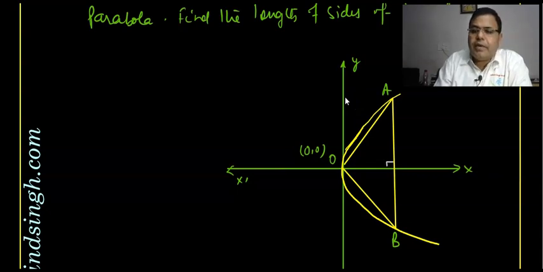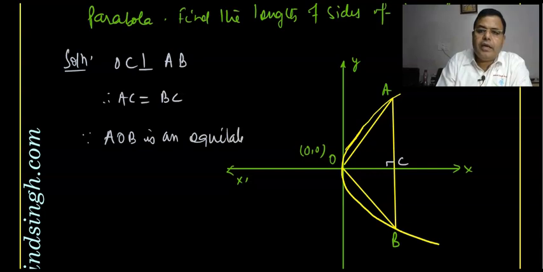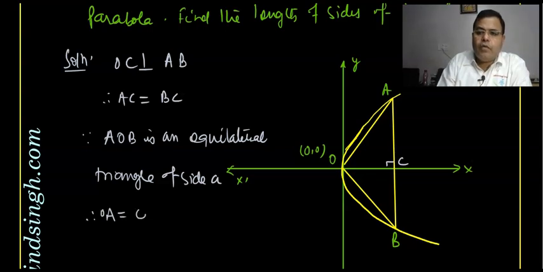This line must be perpendicular to AB. Say this point is C. So clearly, OC is perpendicular to AB, and in an equilateral triangle, if it is perpendicular, then it will bisect the base, and therefore AC is equal to BC. Since OAB is an equilateral triangle of side a, therefore OA is equal to OB is equal to AB is equal to a, and therefore AC is equal to BC is equal to a by 2.